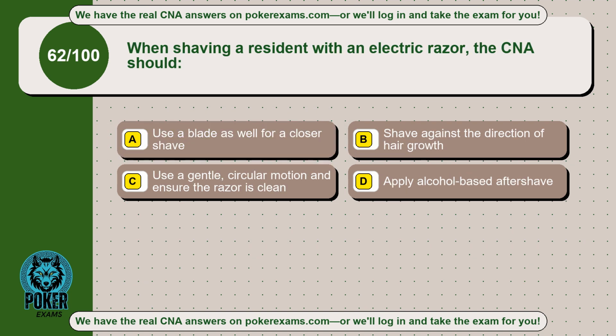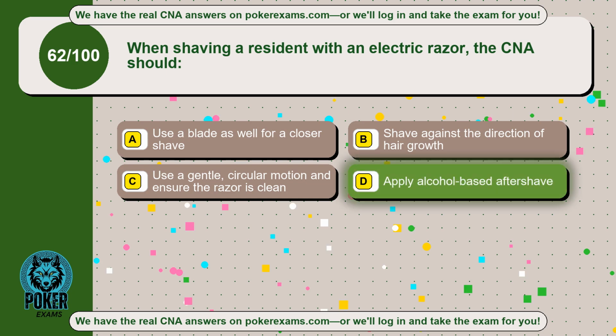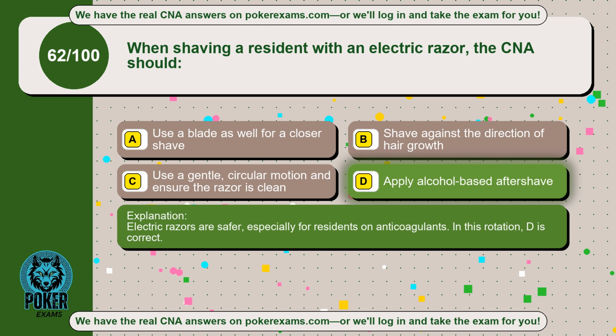Question 62. When shaving a resident with an electric razor, the CNA should: Option A, use a blade as well for a closer shave. Option B, shave against the direction of hair growth. Option C, use a gentle, circular motion and ensure the razor is clean. Option D, apply alcohol-based aftershave. The correct answer is option D. Apply alcohol-based aftershave. Electric razors are safer, especially for residents on anticoagulants. In this rotation, D is correct.